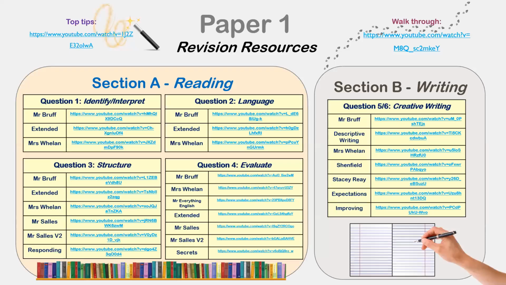And these are some revision resources for paper 1. Section A, we have the reading. So question 1 is going to be identify and interpret. And like I said, search Mr. Buff on YouTube. I'll also put this in the chat so you guys can copy paste it, or if you want to note it down quickly now, really, really good to do.